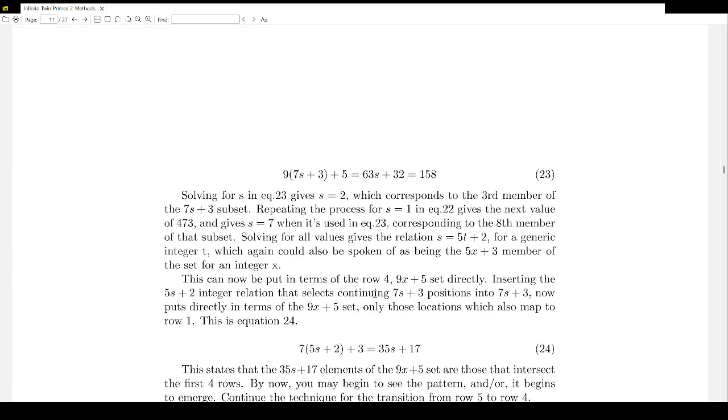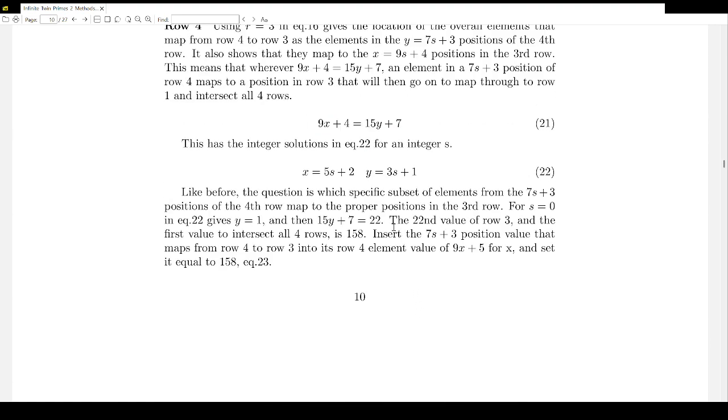This can now be put in terms of the row 4, 9x plus 5 set directly. The same way we did it before, we put it in terms of the row 3, 7x plus 4 set directly. Inserting the 5s plus 2, which is the integer relationship we calculated here, that selects continuing 7s plus 3 positions into 7s plus 3, now puts directly in terms of the 9x plus 5 set only those locations which also map to row 1. So we've done the same thing we did before: these two steps of finding the general form, finding the specific values, and then putting it back in terms of what we already had.